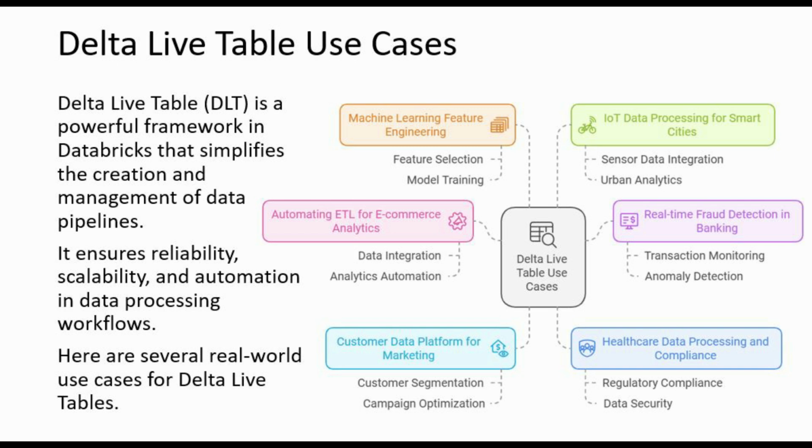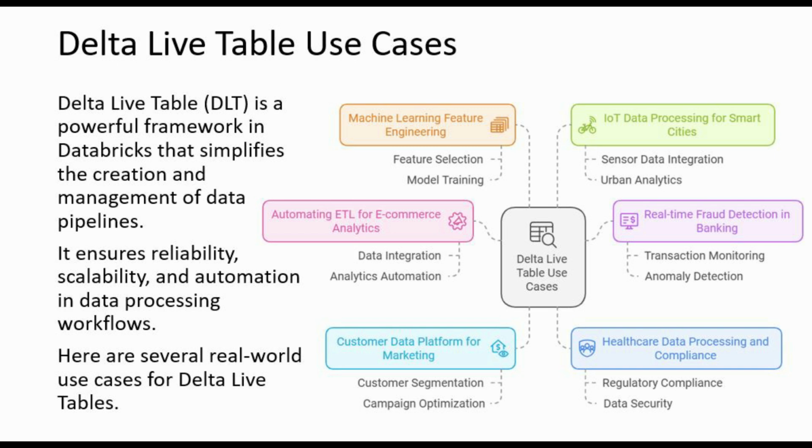Use case 5. Machine learning feature engineering. Data scientists often need reliable pipelines for feature engineering. Delta Live Tables can automate feature creation, such as trends or aggregations. Validate features with quality checks to avoid outliers or inconsistencies.